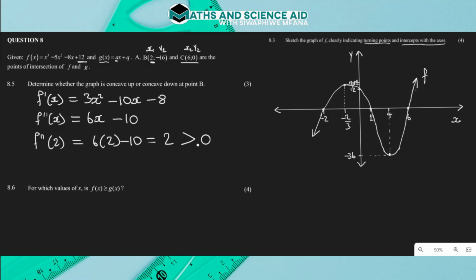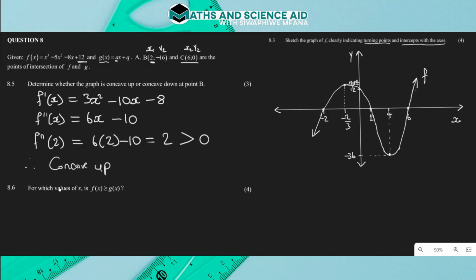So in this case, since it is greater than 0, now you need to know this by heart. If the second derivative at a point is greater than 0, it means that the graph at that point is concave up. So we can conclude that the graph of f is concave up at point B. However, if the value that we had gotten here was less than 0, it would then mean that the graph is concave down.